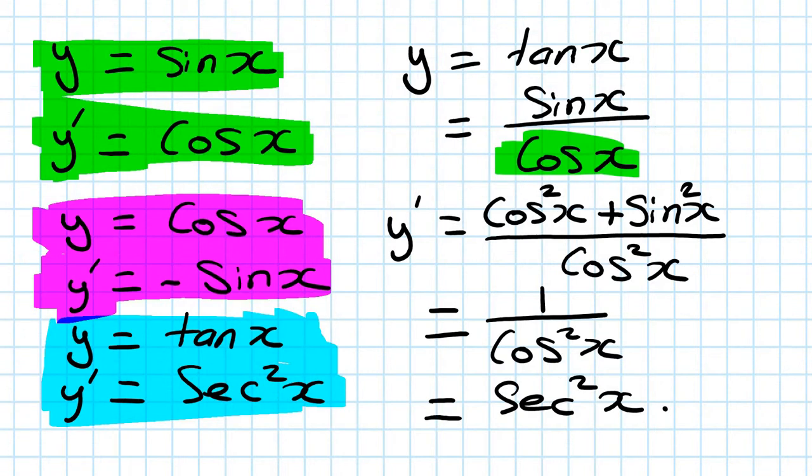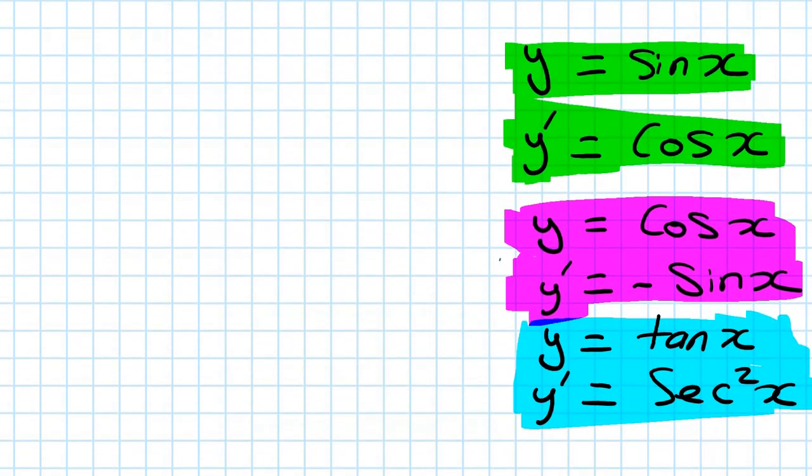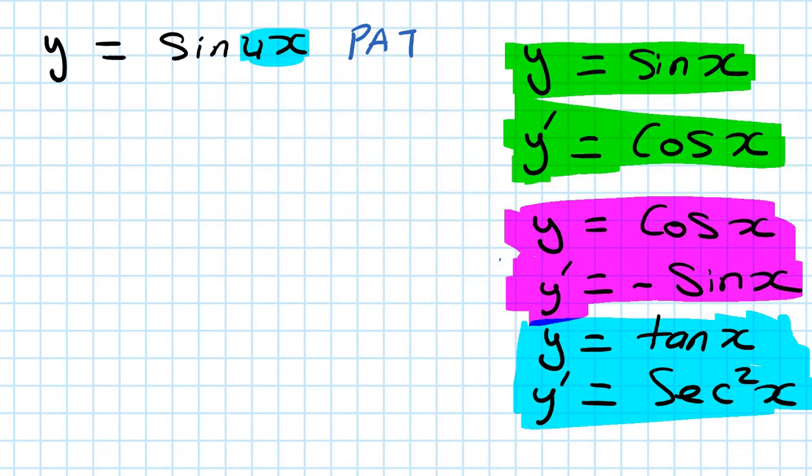Alright, let's move on, try to do some questions. Okay, so we build up skill from here. Let's say find the derivative of y equals sine of 4x. Now to do this, remember the derivative of sine x gives you cos x, but the thing is you have 4x here. So this is what we're gonna use, PAT. P stands for power, A stands for angle, and T stands for trig. So power, angle, trig. Okay, so that's how it works.